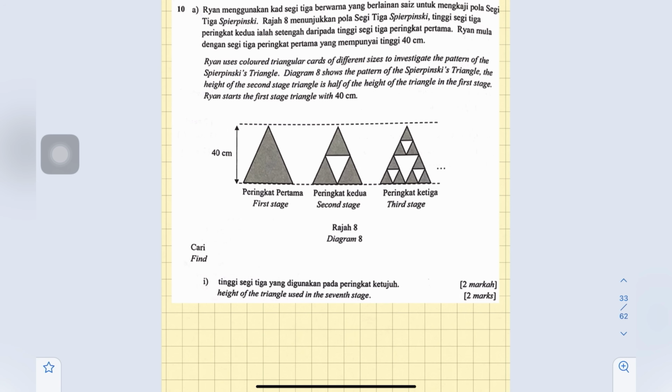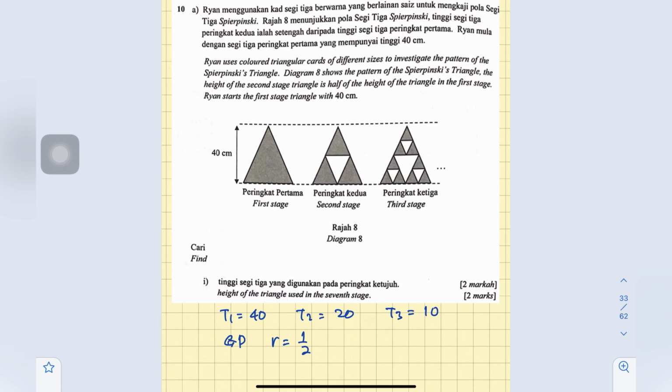Okay, so first of all, we have to form this progression. We want to identify arithmetic progression or geometric progression. So now T1 is 40, right? So T2 is half, so 20. T3 is half, so 10. So we can see here, this is geometric progression, with r equals 20 over 40 or 10 over 20. So r is 1 over 2.